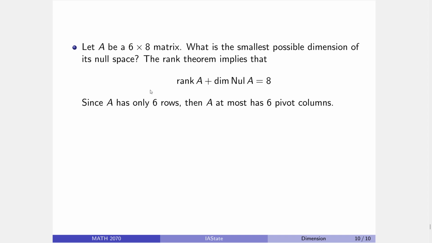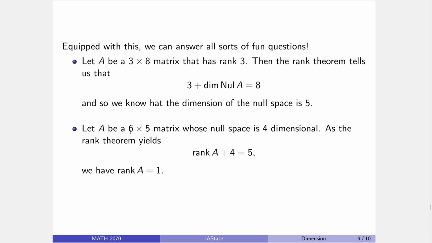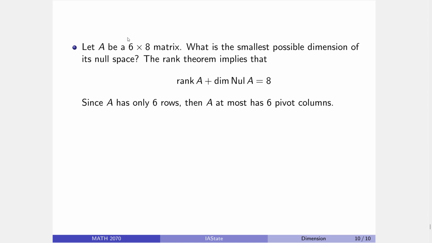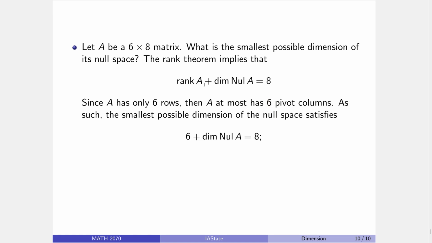So note, so far in the previous two examples, this 3 and that 6 did not mean anything. It had no consequence on any of these questions I was asking. But now it matters. Because there's only 6 rows, that means you can have at most 6 pivot columns. Right, the non-zero rows would correspond to the pivot columns in the REF of the matrix. So that means your rank can be at most 6. That's the largest possible rank. And if you plug that in, you can then find that the null space's smallest possible dimension is 2.